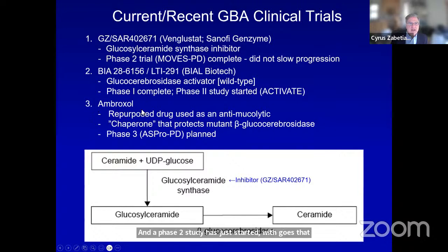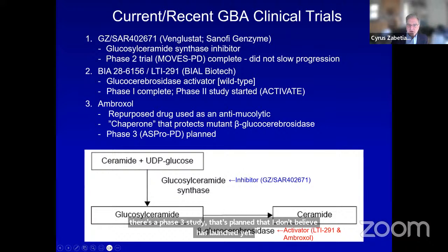And then finally, Ambroxol, which is an old drug that was used as an anti-mucolytic. It turns out that it works as a chaperone that protects beta-glucocerebrosidase from normal degradation, so it keeps it around longer. There have been phase 1 and phase 2 studies that have shown promise, and now there's a phase 3 study that's planned that I don't believe has launched yet. And so those molecules target glucocerebrosidase itself down here.